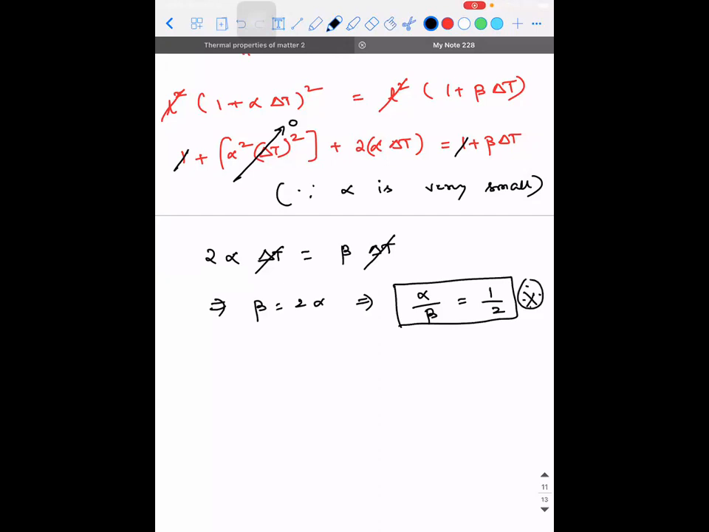This can be a 1-mark question. They'll ask you what is the relation between alpha and beta. You should know what it is. Or sometimes they can ask you the derivation also. So alpha is to beta is 1:2. Make a note of it.